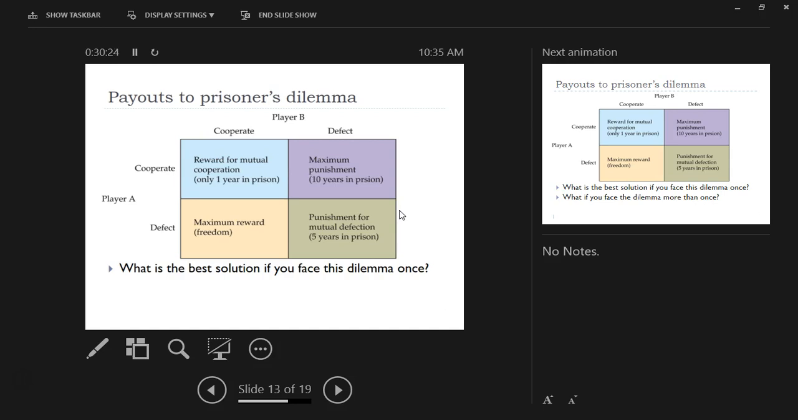If player B defects on you, and you also defect, you get 5 years. But if you stay silent, you get 10 years. So again, it's better to defect. So it's always better in this particular scenario. It's always better no matter which option player B does. It's always better to defect, right? Even if it feels wrong. That is the best scenario if you're only facing this dilemma once.